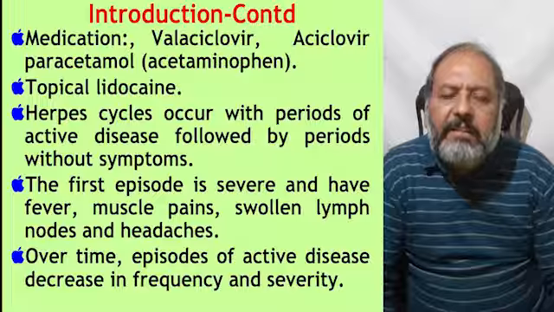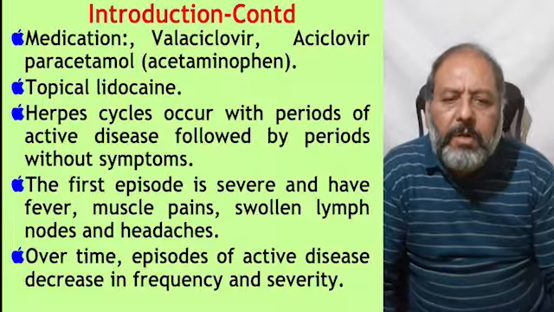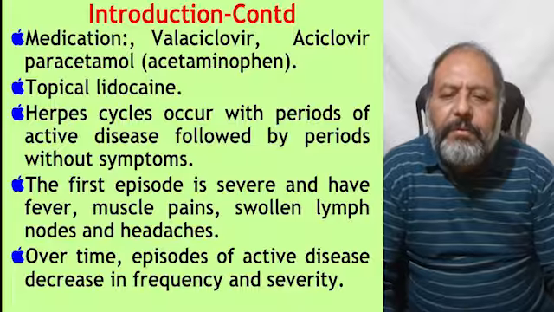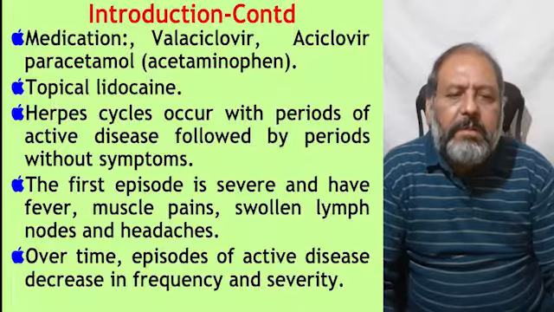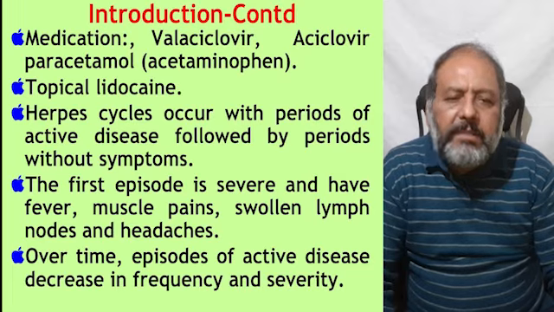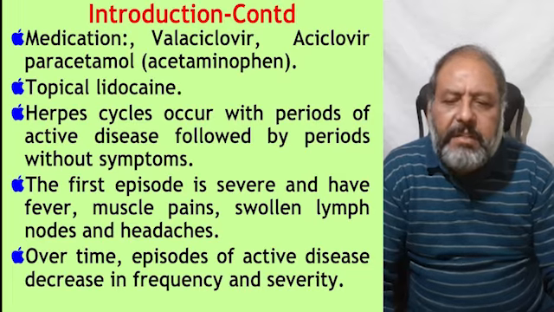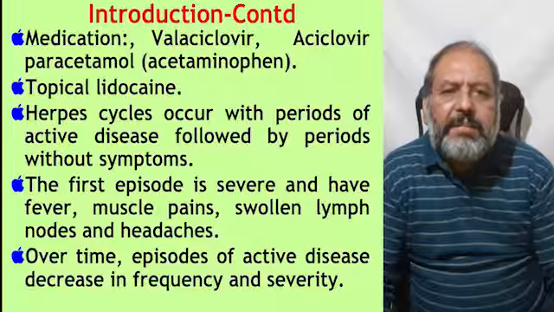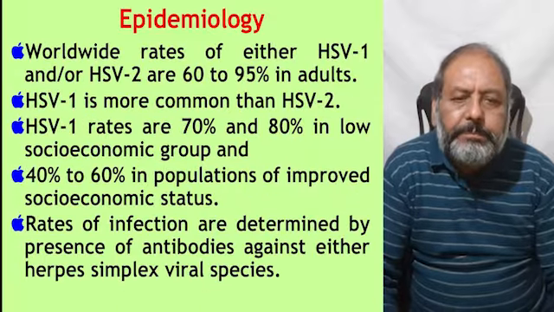So the cycles of the herpes disease do occur. The first episode is severe and has fever, muscle pain, swollen lymph nodes, and headache. Over time, the episodes of the active disease decrease in frequency and severity compared to the first one.